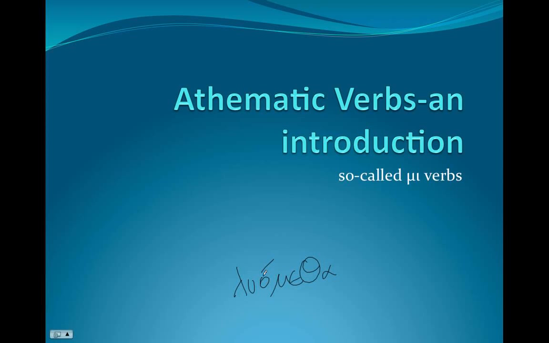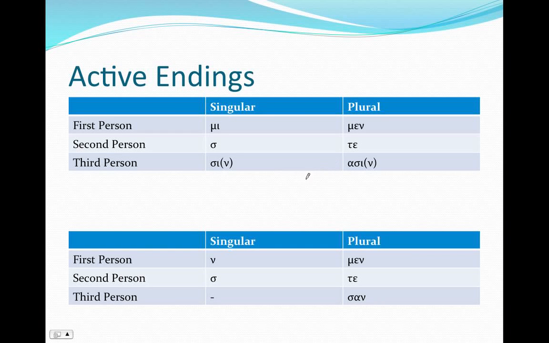This next set of verbs are going to be called athematic verbs. They don't have this theme vowel. Now, we'll cover the simplest type of athematic verb in this lesson, but all of them are referred to by a collective term called mi verbs. And they're called mi verbs because the endings are different. In the first person singular present active, so this top half is the present here, it is mi, and then you get sigma, si, men, te, asi.